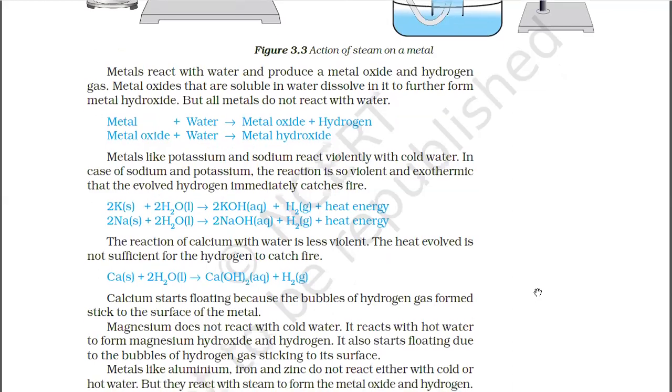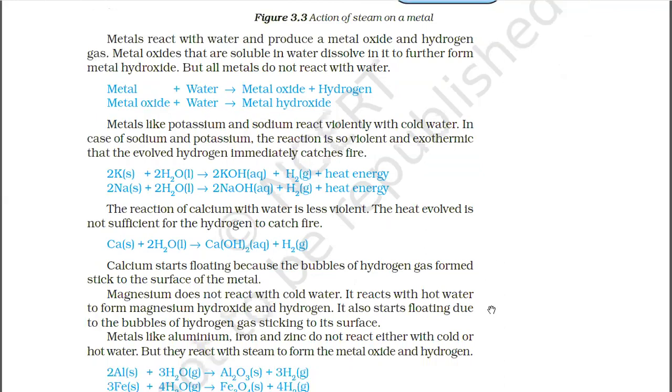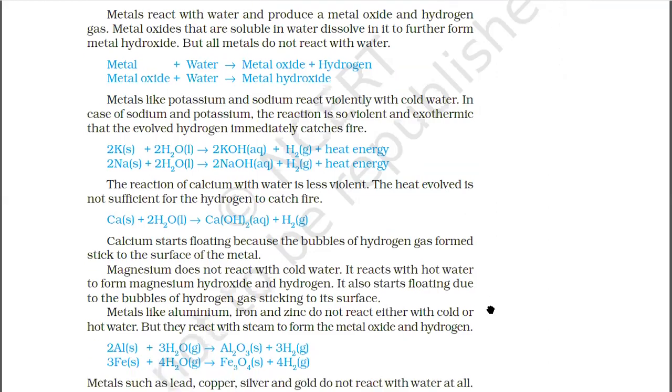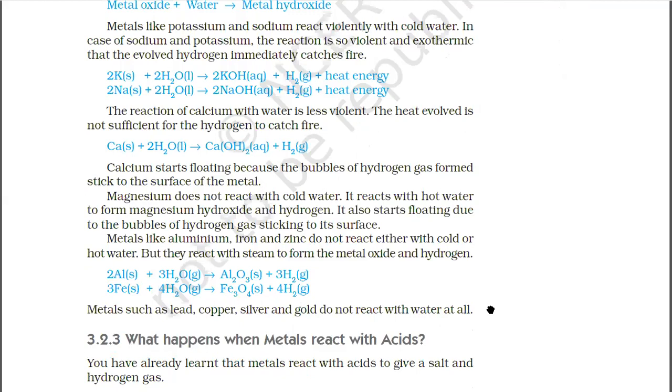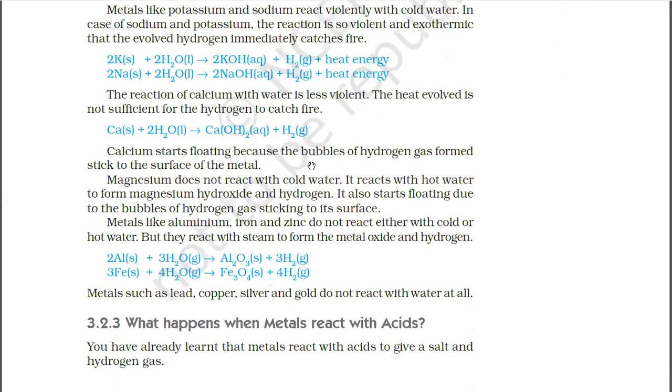The reaction of calcium with water is less violent. The heat evolved is not sufficient for the hydrogen to catch fire. Ca + 2H2O gives Ca(OH)2 + H2. Calcium starts floating because the bubbles of hydrogen gas formed stick to the surface of the metal.